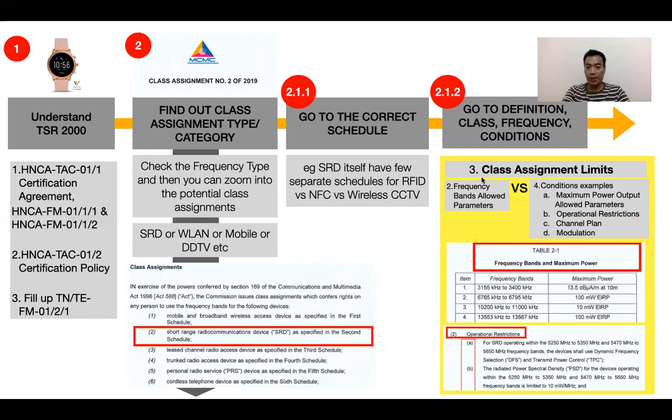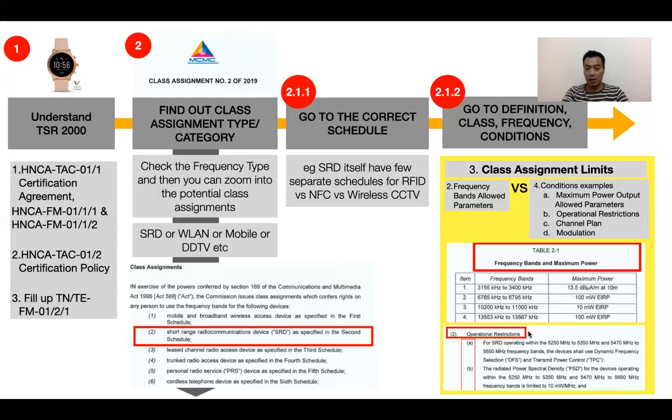Okay, for example here, class assignment limits. Look at the frequency bands allowed. What are the parameters, versus the conditions, for example, like maximum power output, operational restriction, channel plan, and modulation. Okay, then there's a table for you to refer to further, easier to refer to as a summary. You can check the frequency bands, then you check what is the maximum power output allowed.